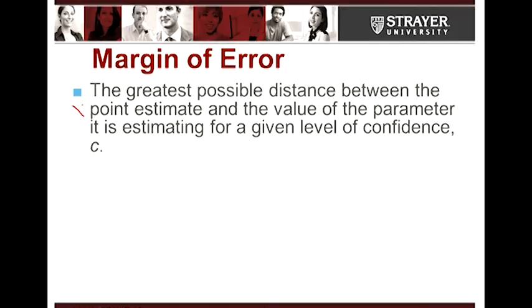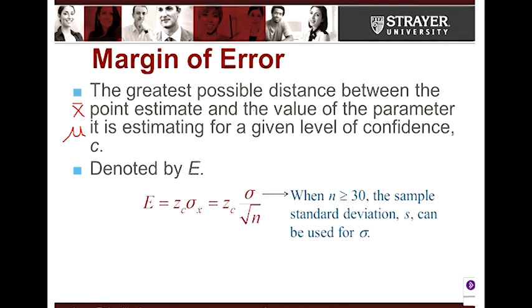So the point estimate is actually X bar. Sorry about that. The point estimate is your sample mean, and the value of the parameter it is estimating is mu, the parameter, for a given level of confidence. Okay? Then we call the margin of error E.